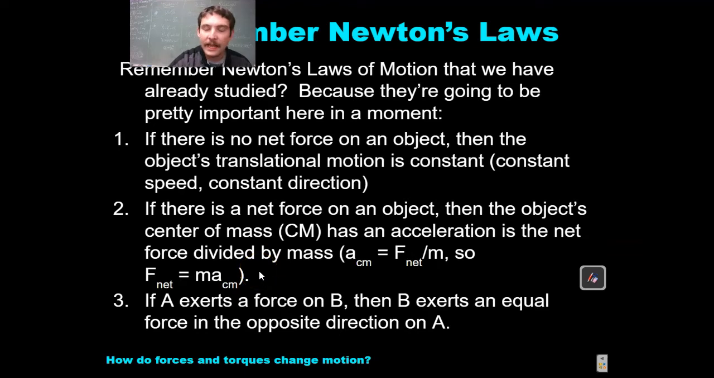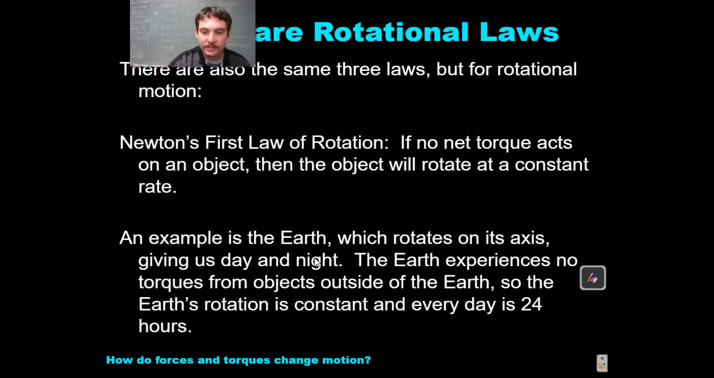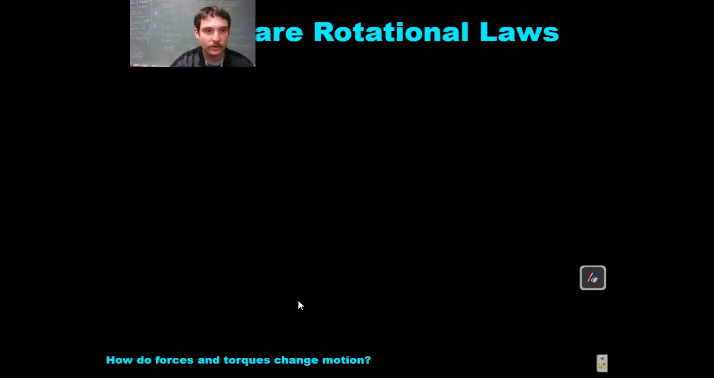And then finally, if A exerts a force on B, then B will exert a force on A in an equal magnitude and opposite direction. Same three laws, but for rotational motion. First law for rotation: if no net torque acts on an object, then the object will rotate at a constant rate. An example is the Earth, which rotates on its axis, giving us day and night. The Earth experiences no torques from objects outside of the Earth, so the Earth's rotation is constant. Every day is 24 hours.